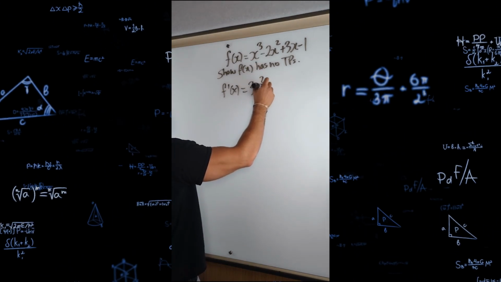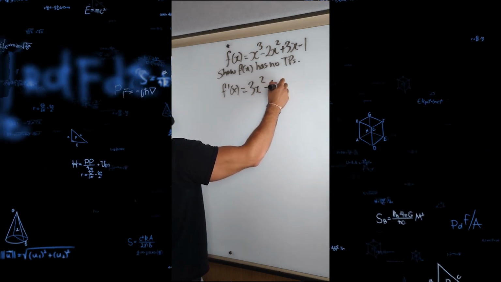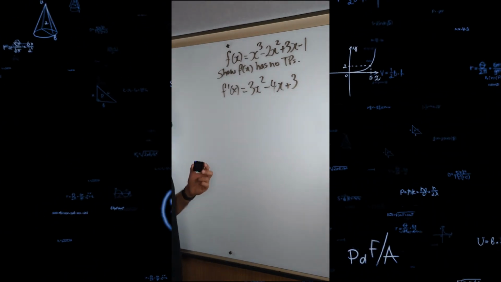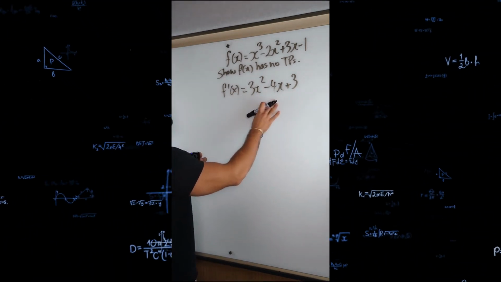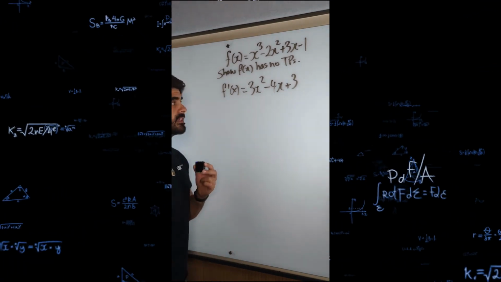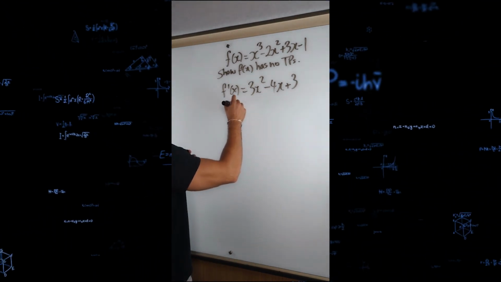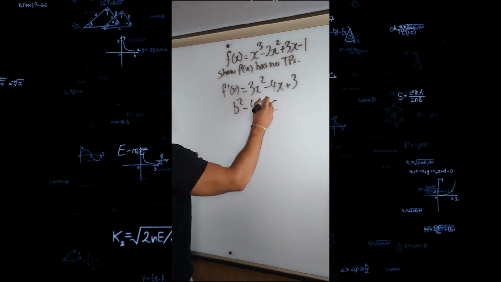We bring down the 3, knock 1 off the power. Bring down the 2, knock 1 off the power. And we have 3, mate. Now we basically have to prove that this can never equal 0. And we can do that very easily by calculating the discriminant, b squared minus 4ac. Hopefully it's going to be negative.